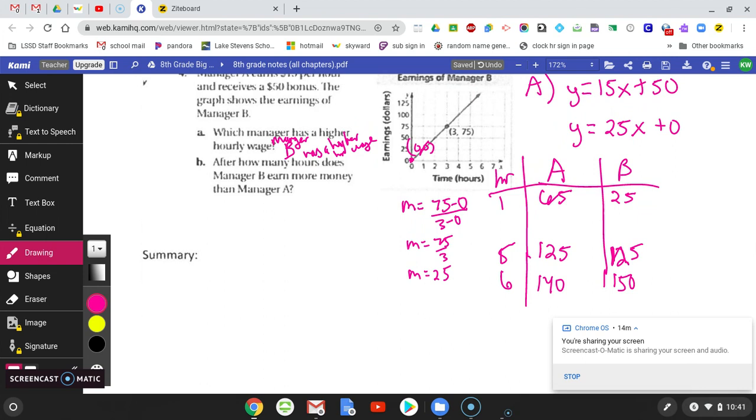So after how many hours does manager B earn more money than manager A? Well, you can see anything more than 5 hours. So if you could only work a set number of hours, so whole number of hours, you could say 6 hours. Probably a better way to say it would be after 5 hours. So not at 5 hours, after 5 hours, manager B would be making more, because after anything after 5, we know that this number is going to be the higher one.